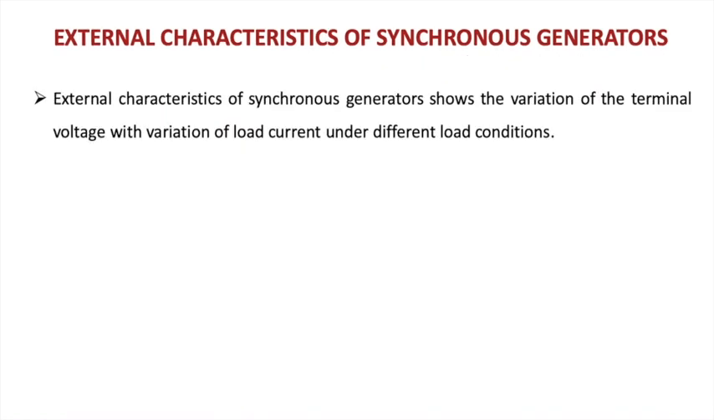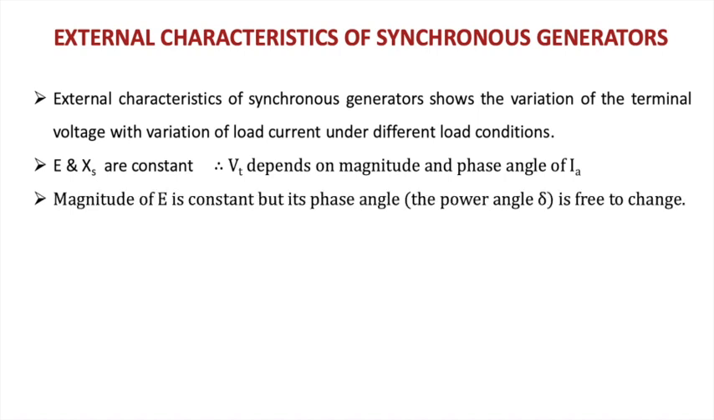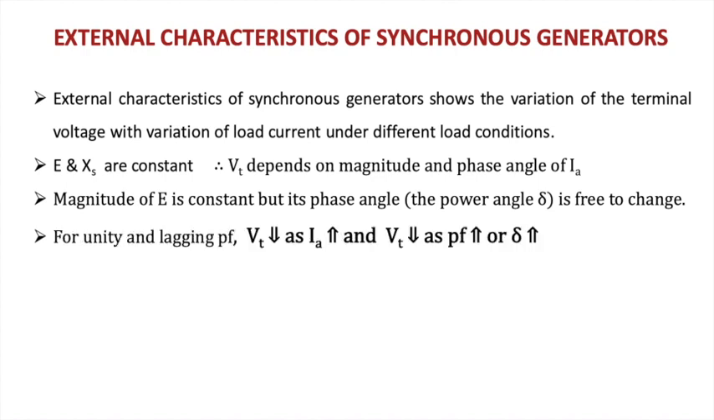So what you observe is that the external characteristics of the synchronous generator show the variation between terminal voltage and the load current. The no load EMF and the synchronous reactance are constant. Therefore, the terminal voltage is dependent on the armature current, and the magnitude of E is constant, but its phase angle is free to change. This is important. The magnitude of E will be constant, but its phase angle, that is the power angle delta with respect to the voltage, is free to change.